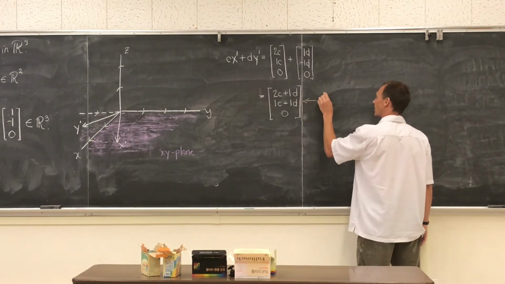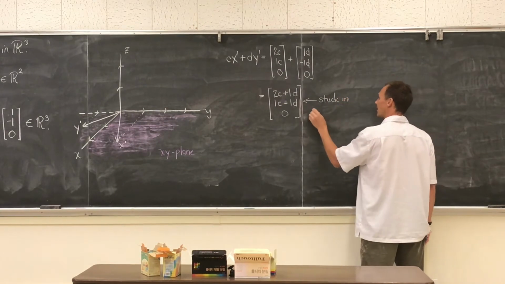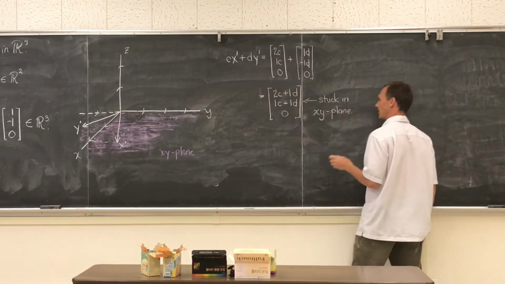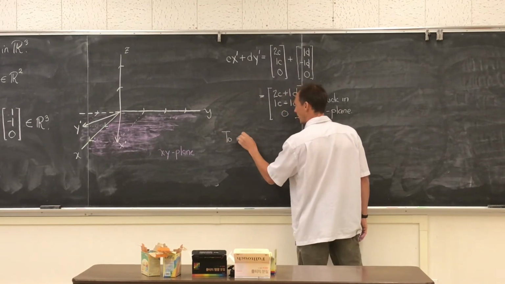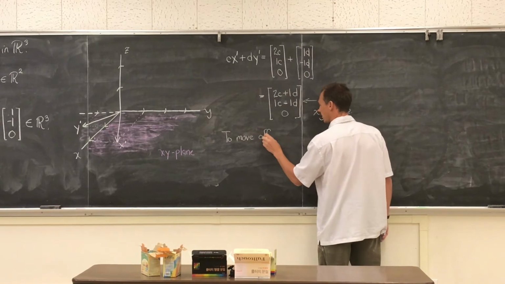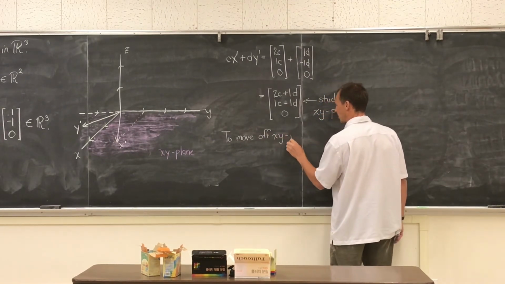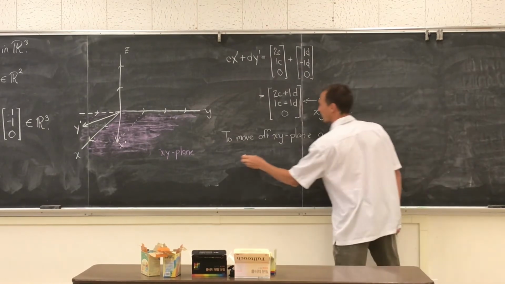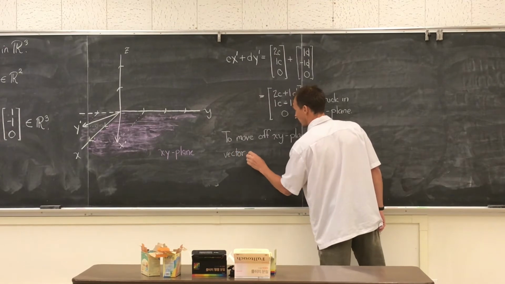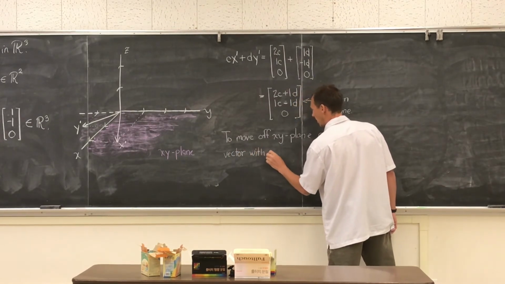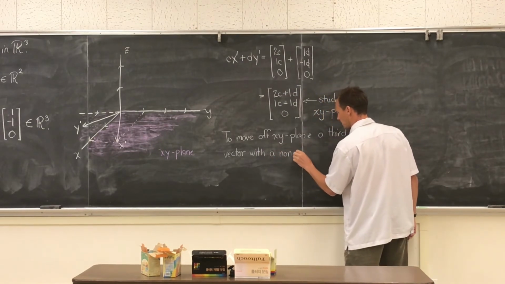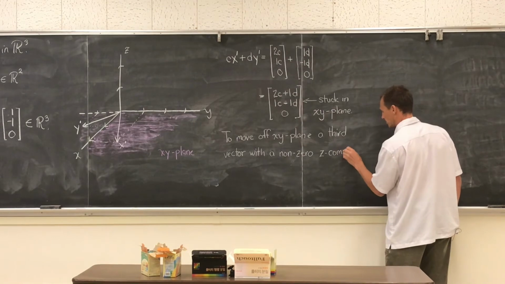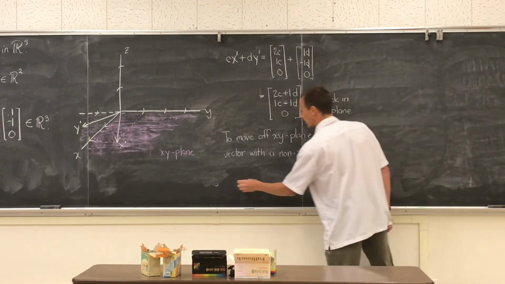This says we're stuck in the xy plane. To move off the xy plane, a third vector with a non-zero z component is necessary.